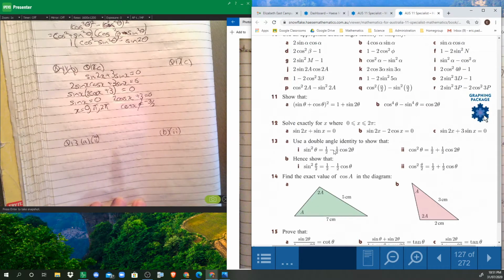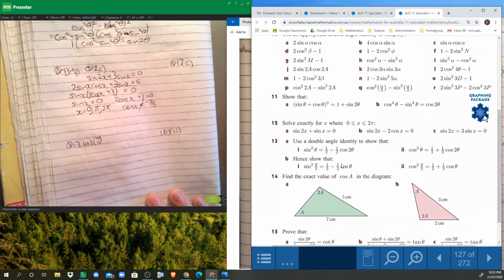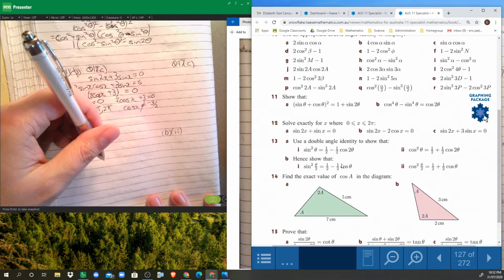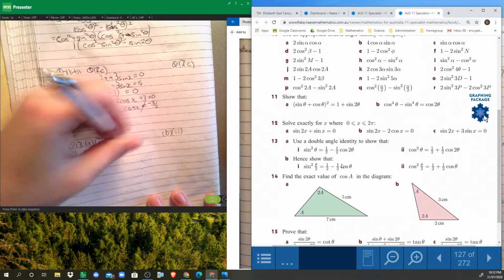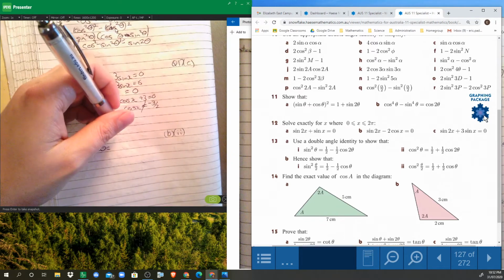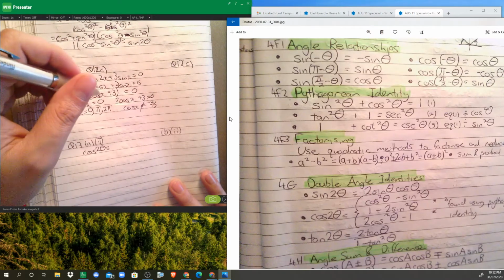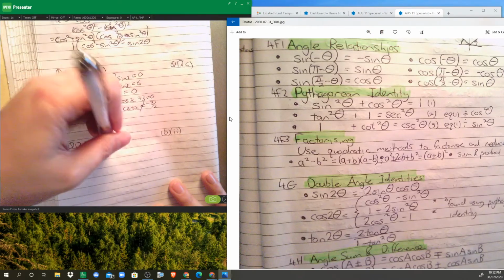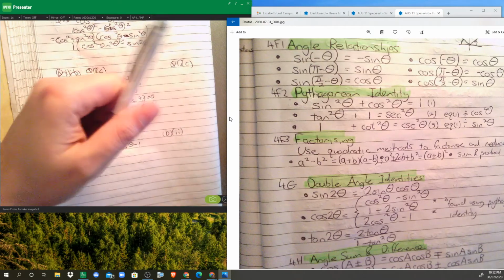All right, use a double angle identity to show that. I'm going to do 13a part 2 and b part 2. Starting with the cosine double angle identity, the one that goes into the other cosine. Let's just see that one again. All right, that's 2 cosine squared theta minus 1.